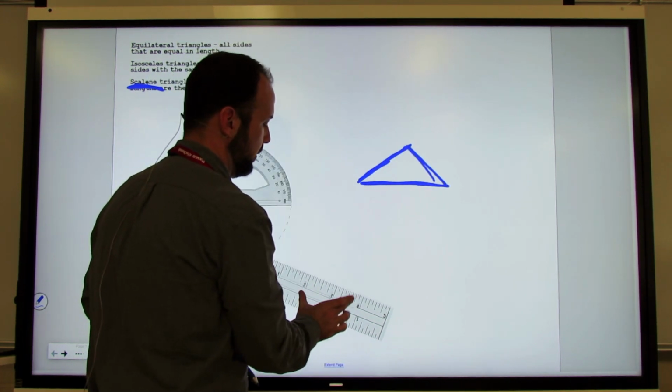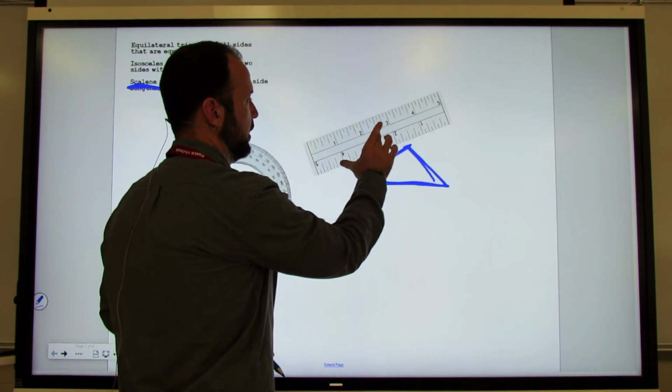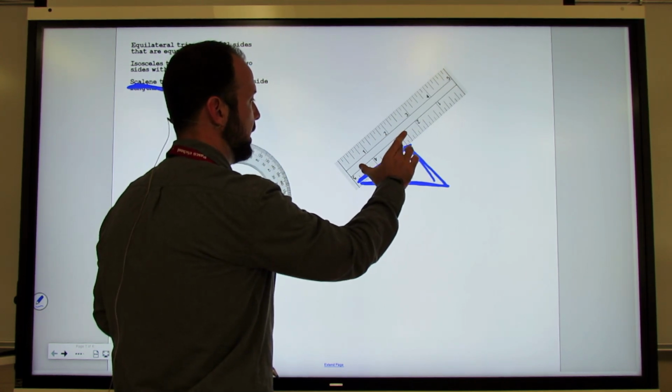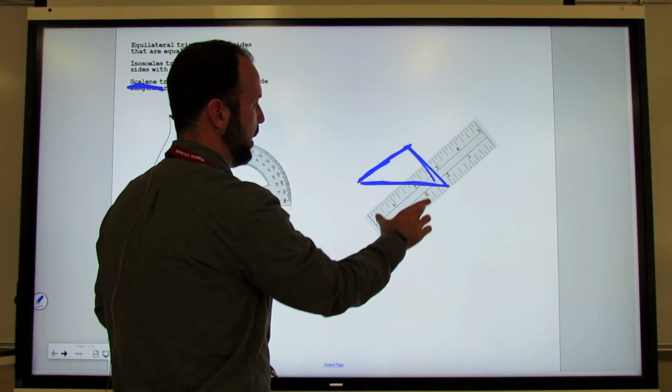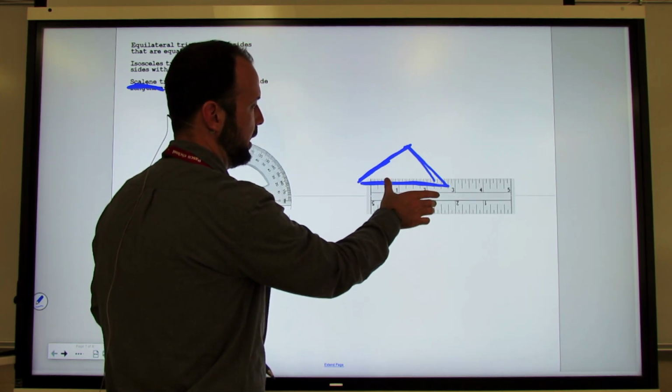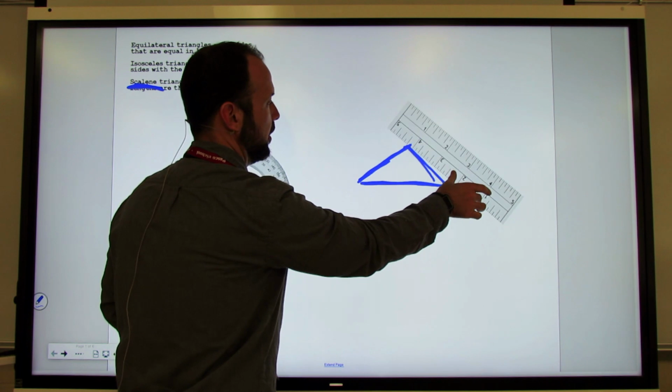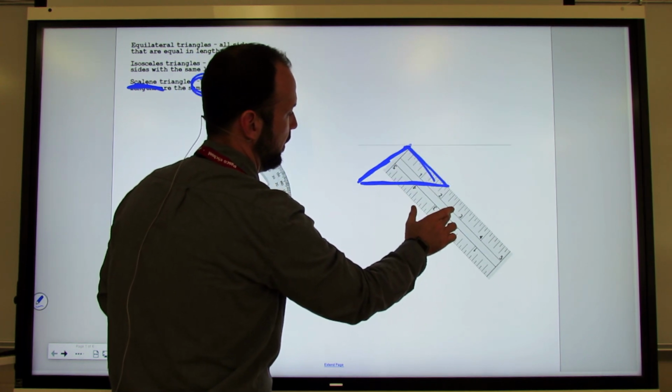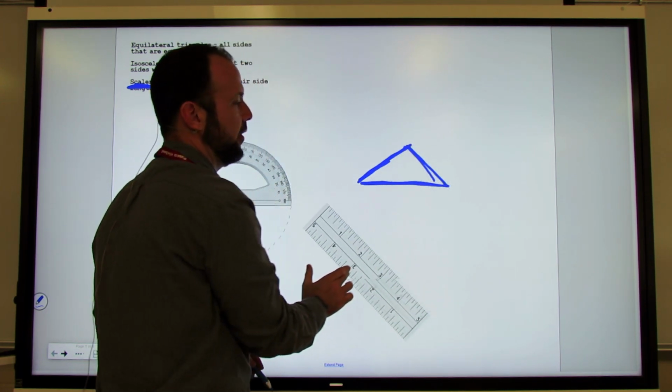And then if I draw this third line in here, I can just check with my ruler to make sure that they're not all the same length. So that one measures about 2. This one on the bottom here is about 3. And this one over here is a little bit less than 2.